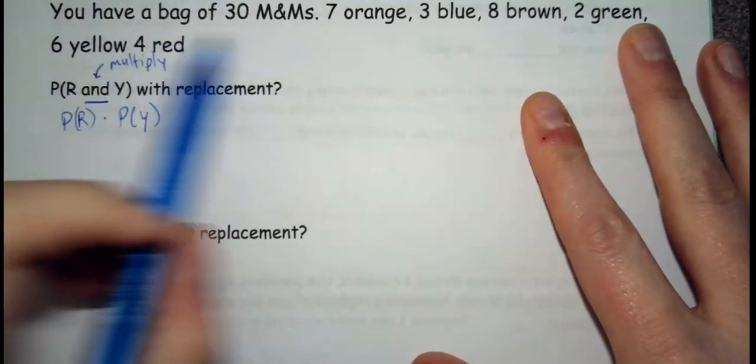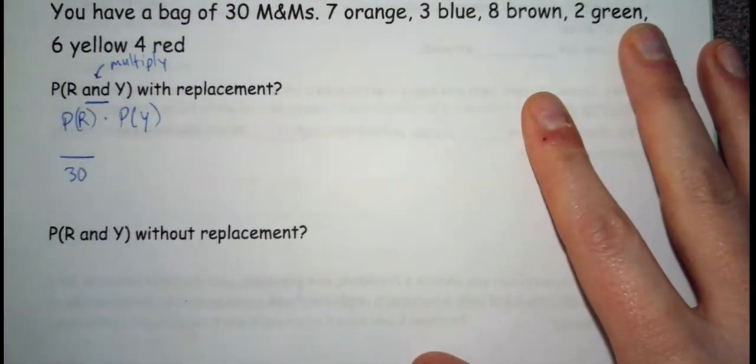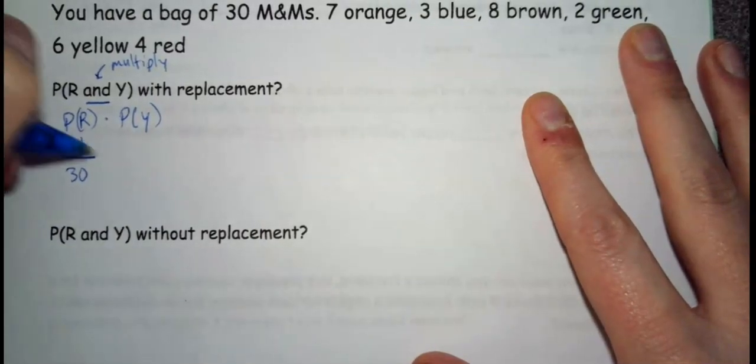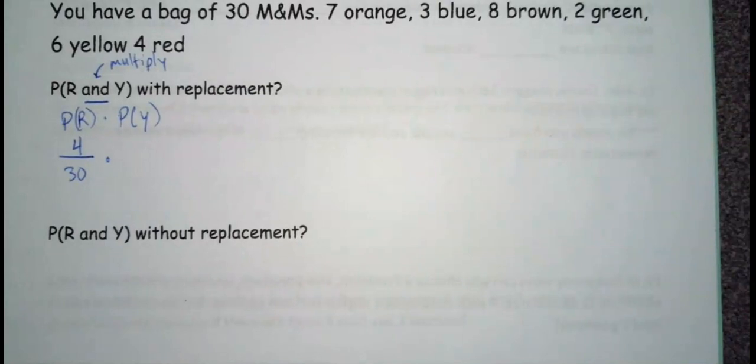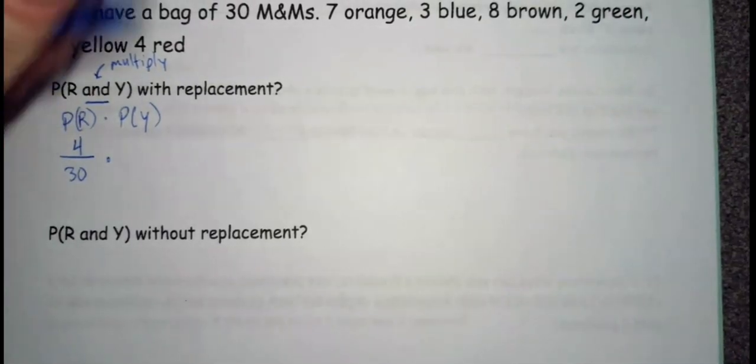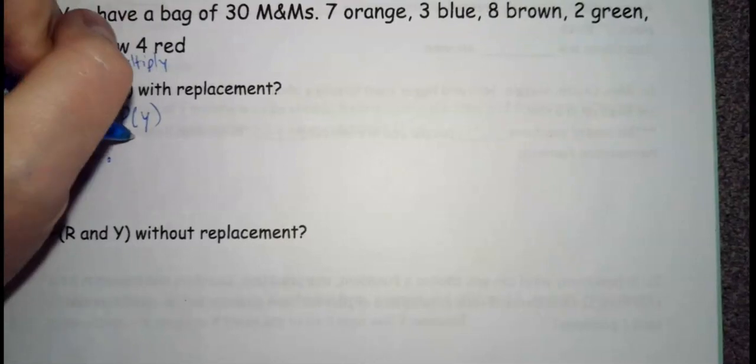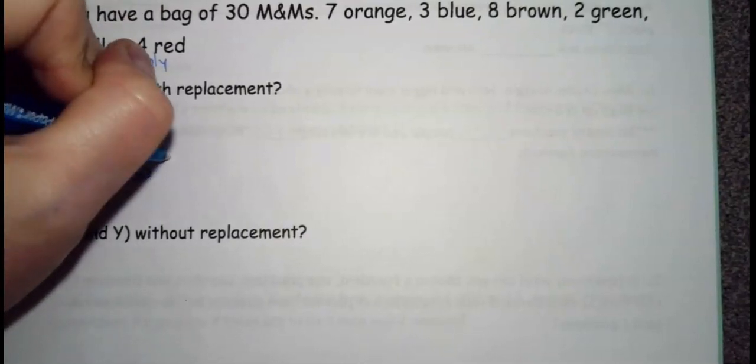So probability of red times probability of yellow. The probability of red: there's 30 total M&Ms, so you have a 4 out of 30 chance. But it says with replacement. So you take the M&M out, 4 out of 30 of them are red. Let's say on the first try you get a red. You put the red one back in. The second one, you have a 6 out of 30 chance to get yellow.